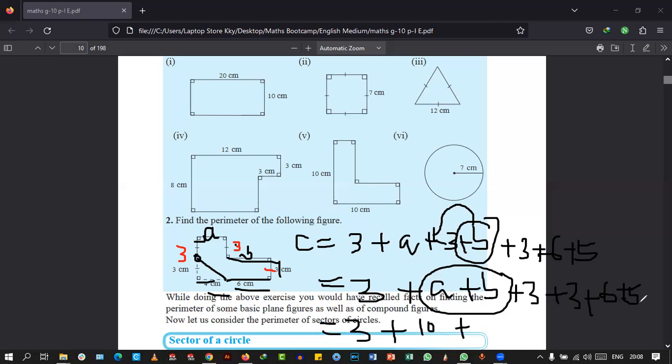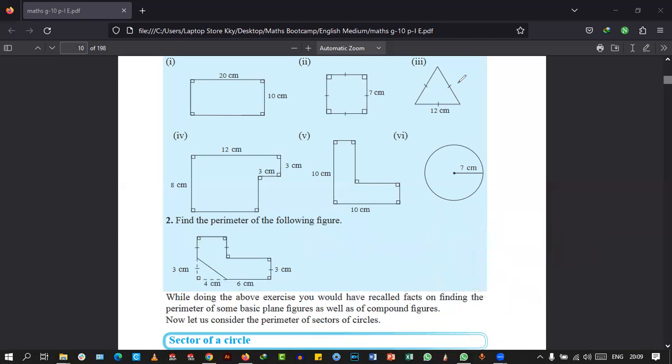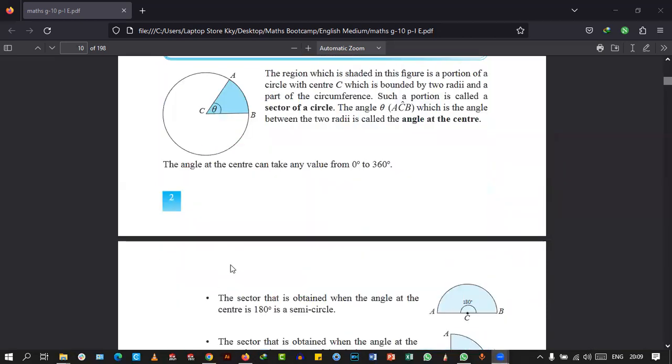Plus, you can add these numbers and put it down here. 3 plus 3, it will be 6. Plus 6, it will be 12. Plus 5, it will be 17. Now, 17 plus 3 will be 20. Plus 10, it will be 30. 30 centimeters is the answer, right? So that is how we calculate it. It's very simple. When you are practicing these things, it will be clear for you, right?